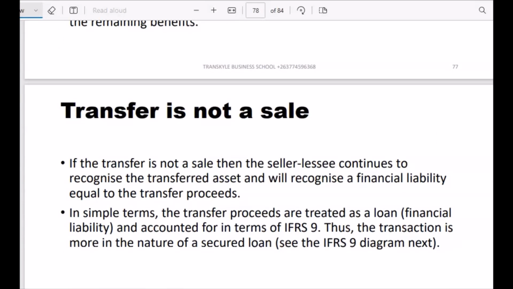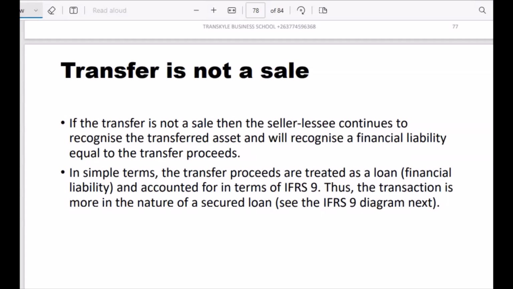Now, there is a situation when the transfer is not a sale. If the transfer is not a sale, then the seller lessee continues to recognize the transferred asset and will recognize a financial liability equal to the transfer proceeds. In simple terms, the transfer proceeds are treated as a loan, that is a financial liability, and accounted for in terms of IFRS 9. Thus, the transaction is more in the nature of a secured loan. So, see the diagram on IFRS 9 next here.